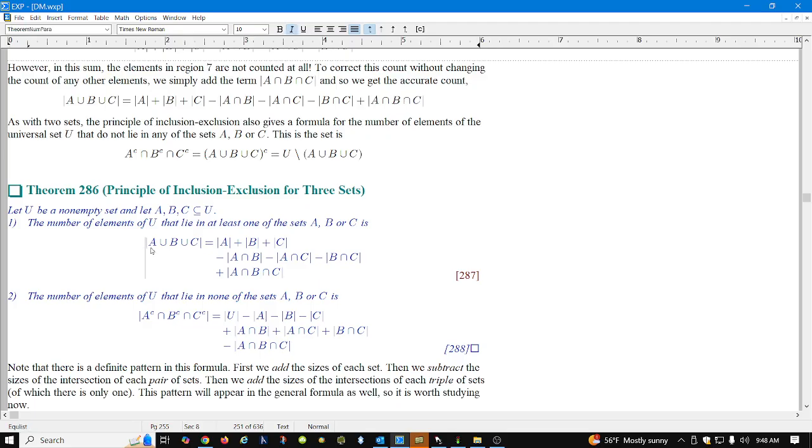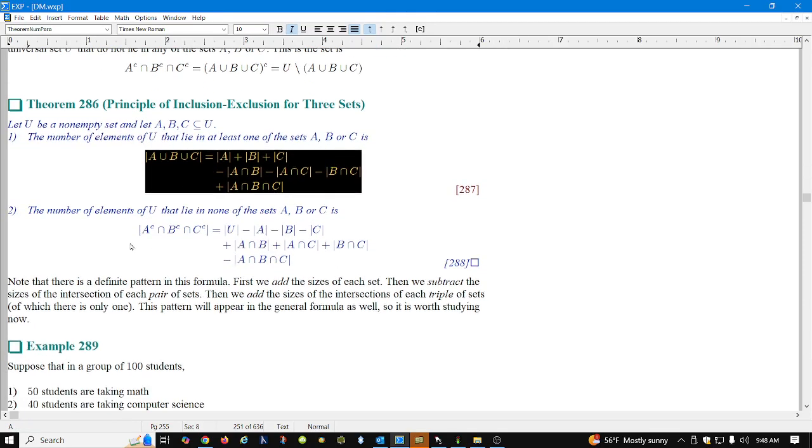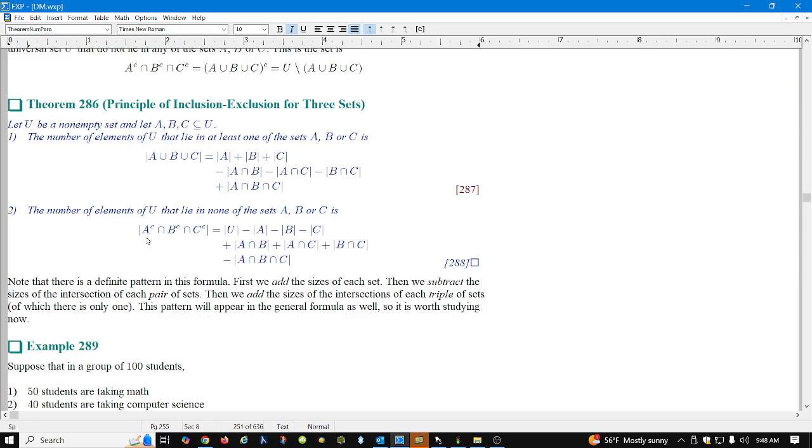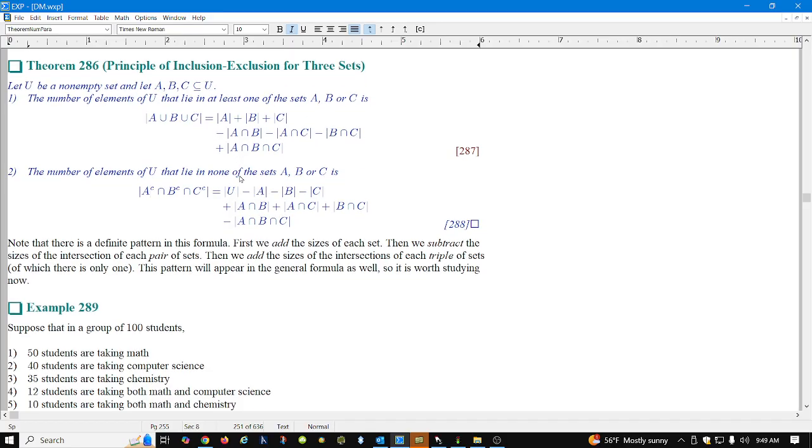So here's the formula, and here is the corresponding formula for the size of the intersection of the complements of the 3 sets. It's the size of the universe minus all this stuff in the first part. And now you should see a definite pattern.